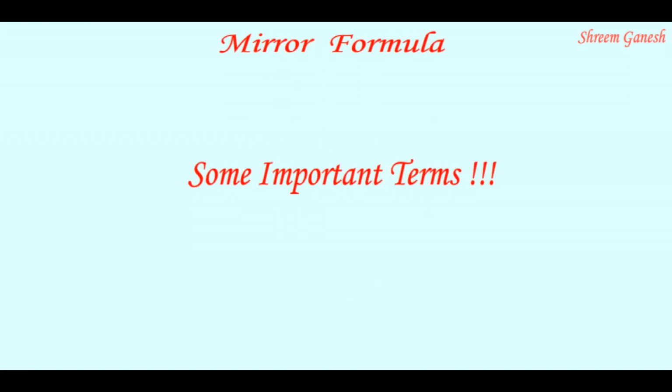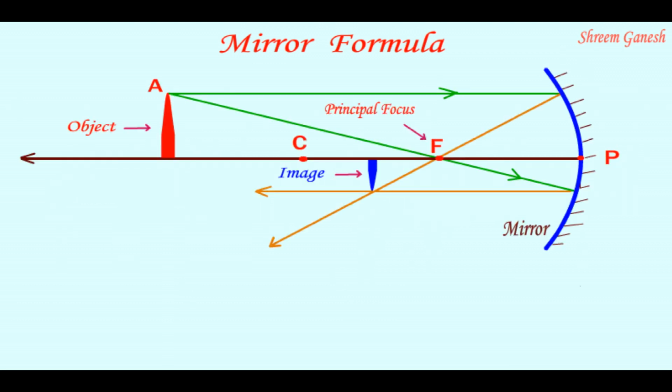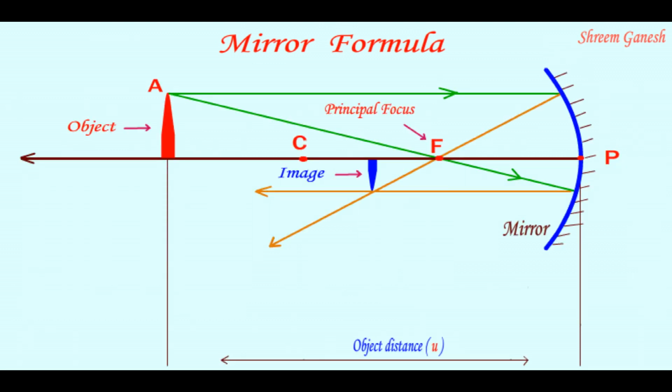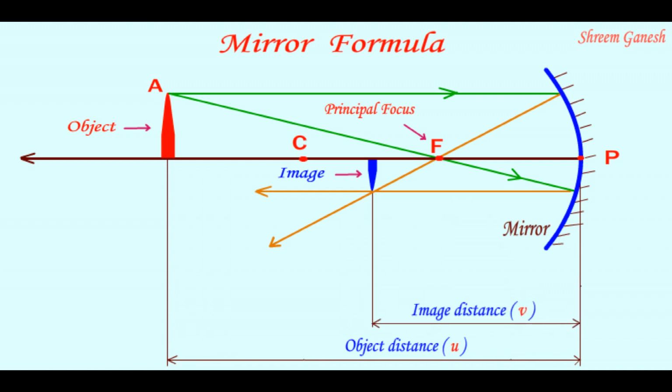Mirror formula. Let us discuss some important terms. Distance of object from the pole of mirror is denoted by the letter U. Distance between image formed and the pole of the mirror is denoted by the letter V. Focal length of the mirror is denoted by the letter F.